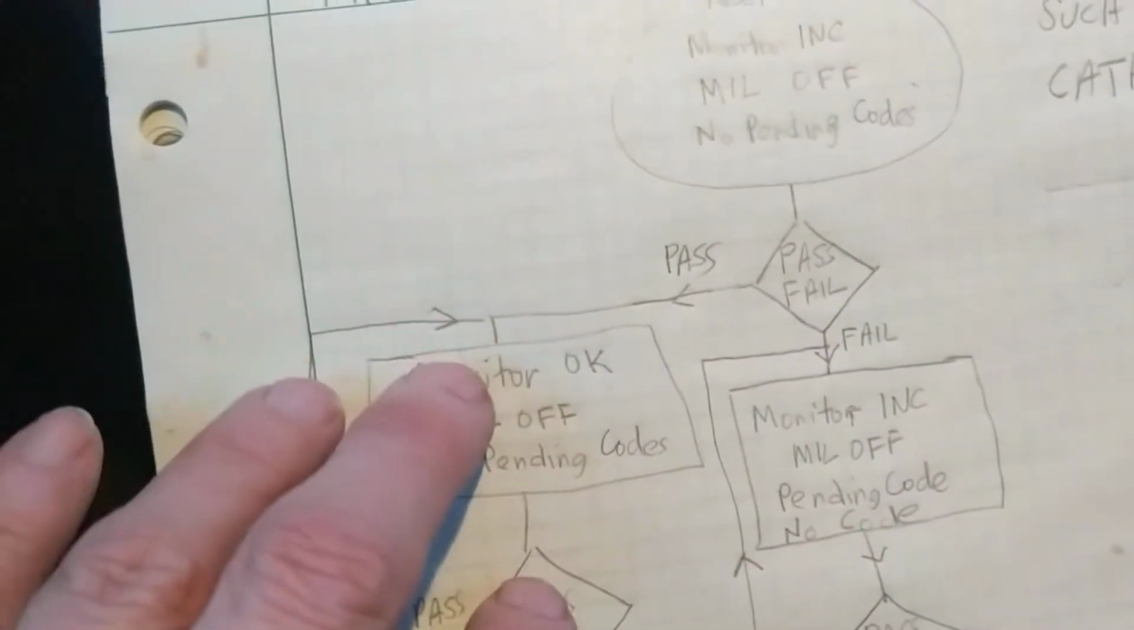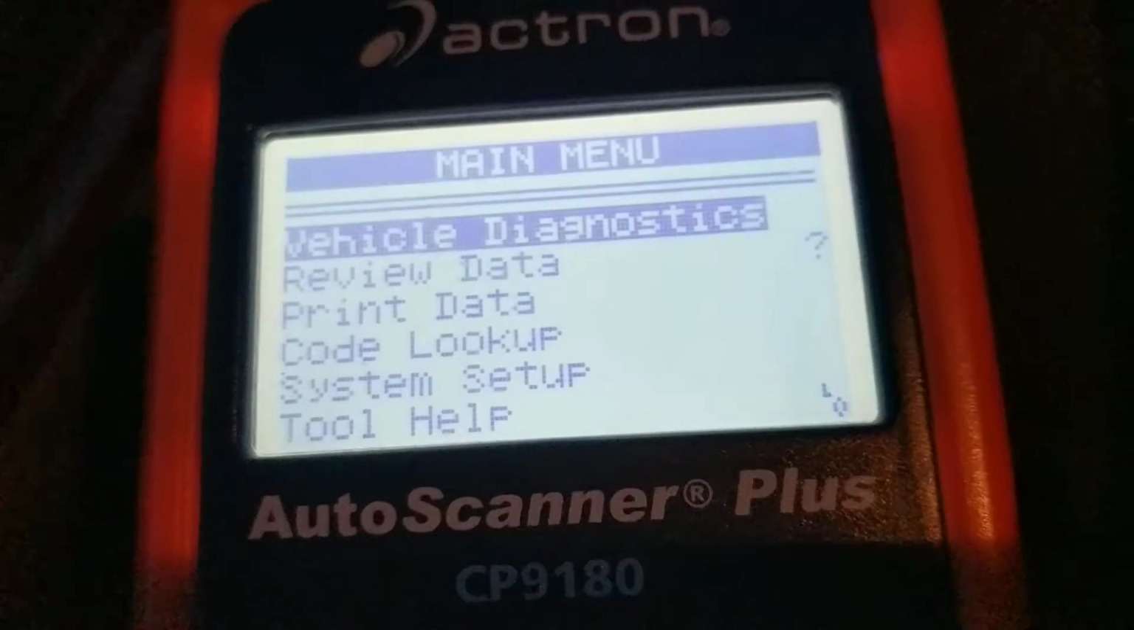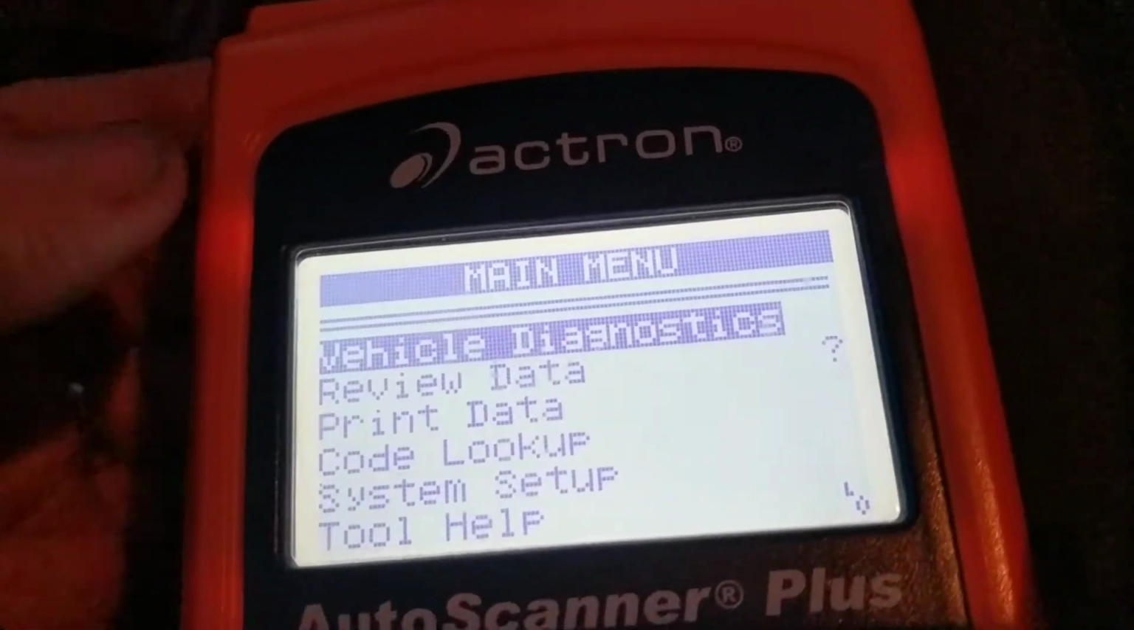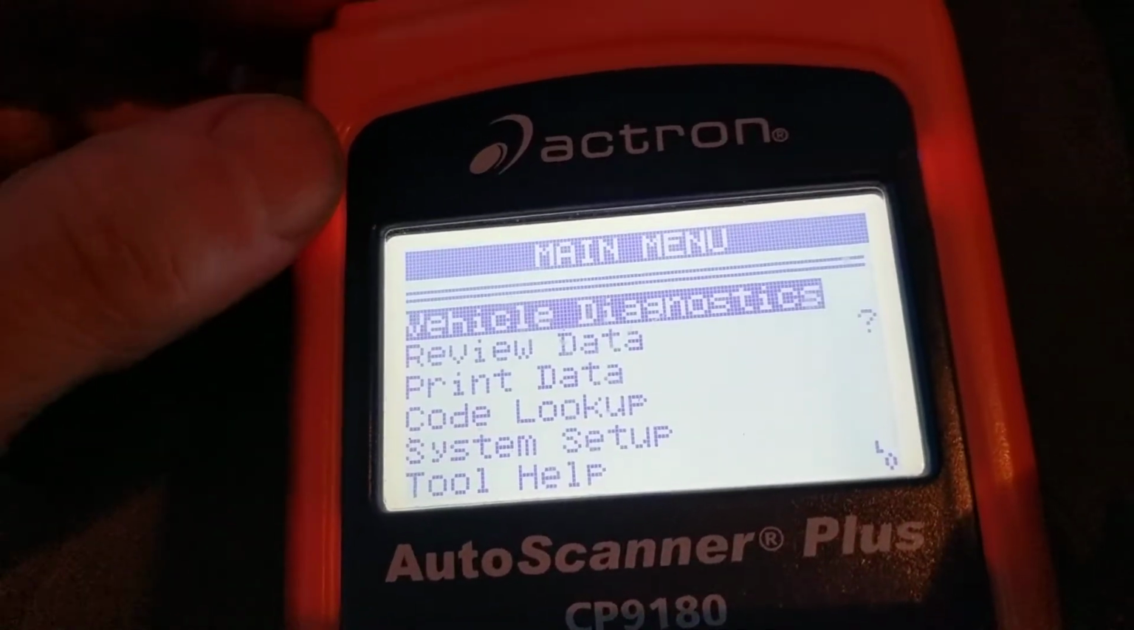Now, let me explain what happened in my case. I did reset the codes, and then I took a short drive just down to the center of town. My objective was to stay off the highway. The reason is because the highway driving is what sets the catalyst code, and I wanted to avoid that since that was the one that had failed, P0420.